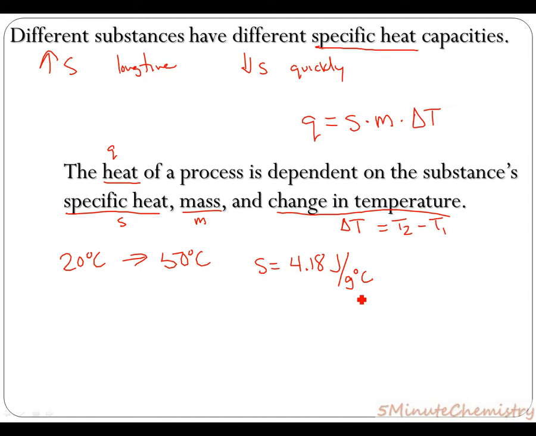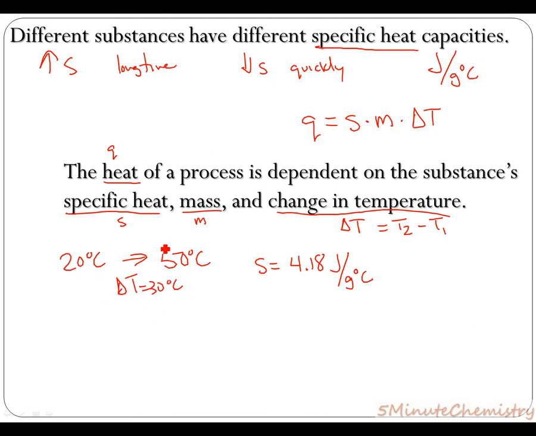Okay, so let's be clear about this. Specific heat is always expressed in joules per gram degrees Celsius. It wouldn't make a difference if it was degrees Celsius or kelvins because they're 1 to 1 in the scale. So if we're looking at this difference, 50 degrees to 20 degrees, you would take T2, 50, minus 20 equals a delta T of 30 degrees C.